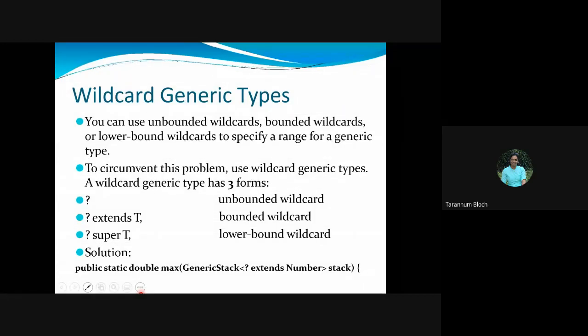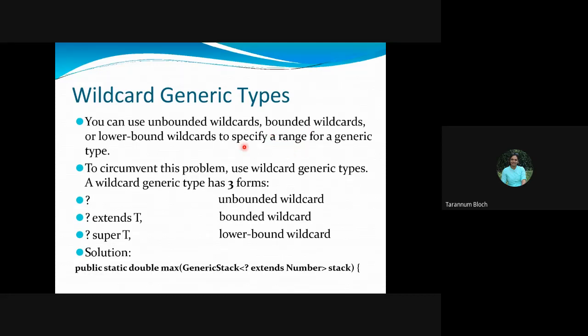Now, as we see, we can have the generic type, and now we can be very specific, right? So what you can do is go with further specification of your generic types, which we call the wildcard generic type. In the wildcard generic type, you can use either unbounded wildcards, bounded wildcards, or lower bounded wildcards. So usually wildcard generic types are specifying the range, up till which range you can go.